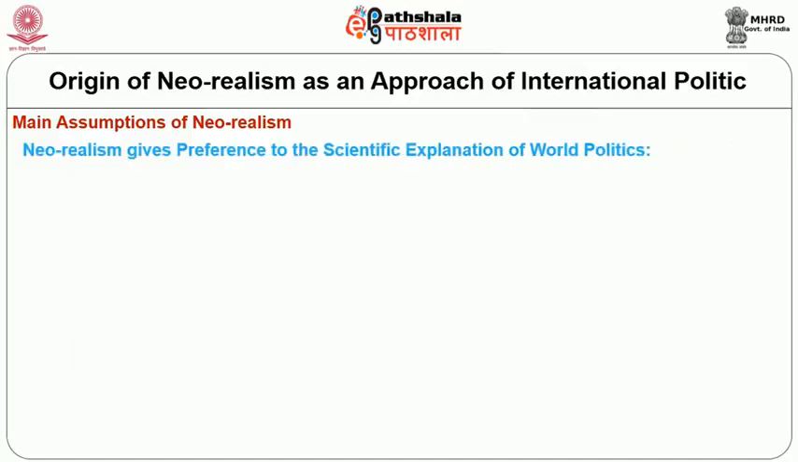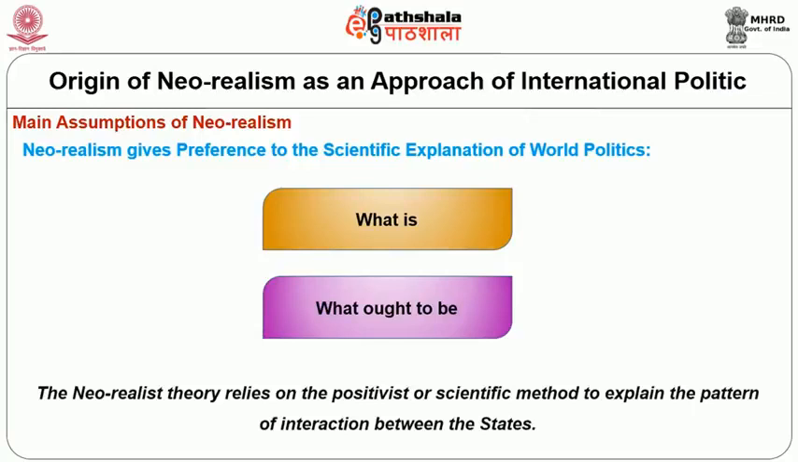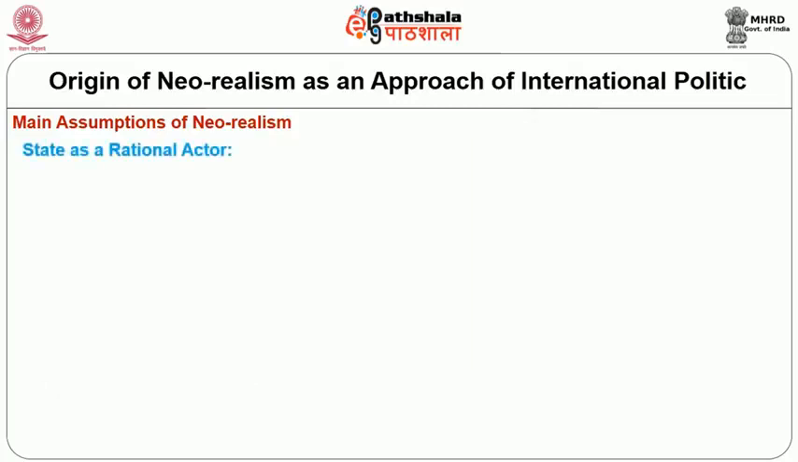Next, neorealists give preference to scientific explanation of world politics. It deals with what is rather than what ought to be. Therefore, neorealist theory relies on positivist or scientific method to explain patterns of interaction between states. Next, state as a rational actor.